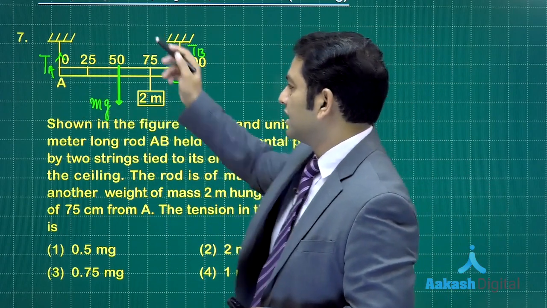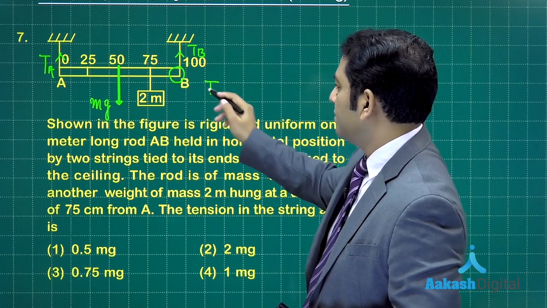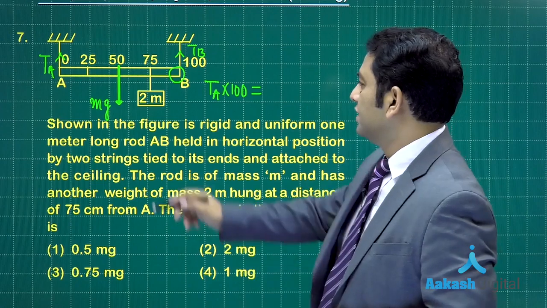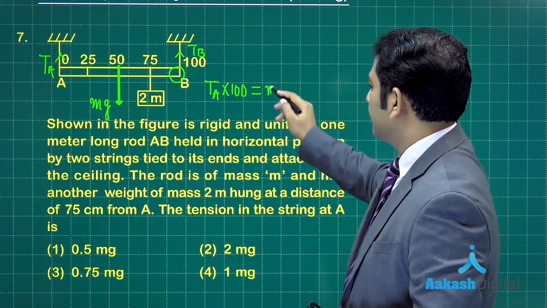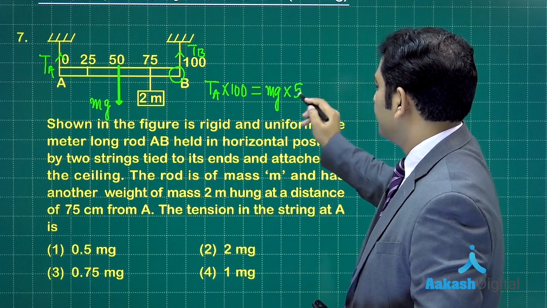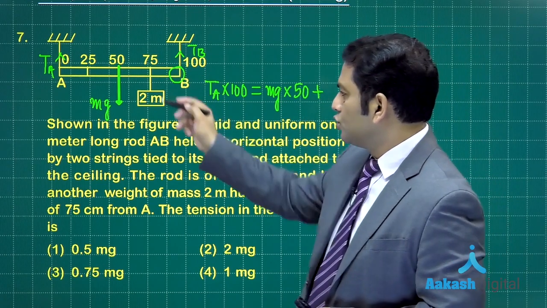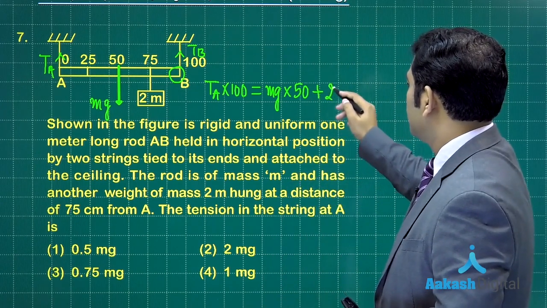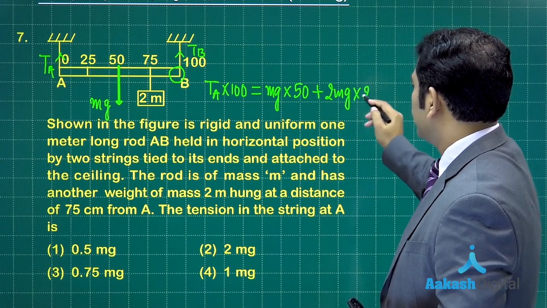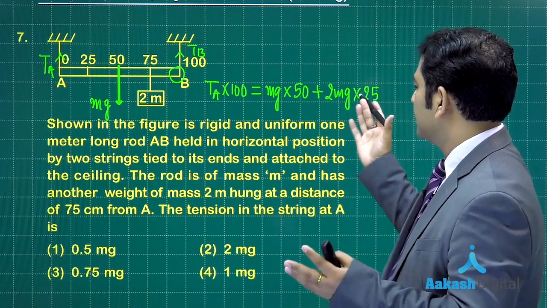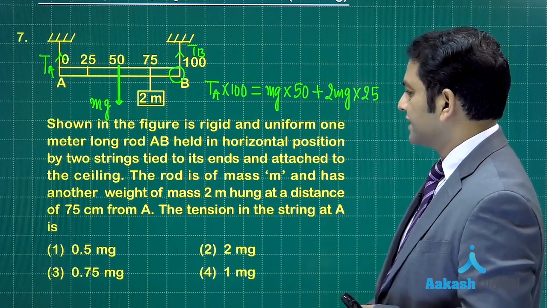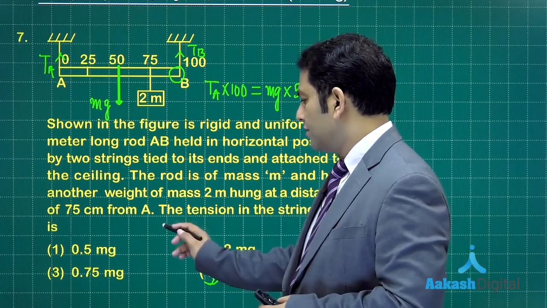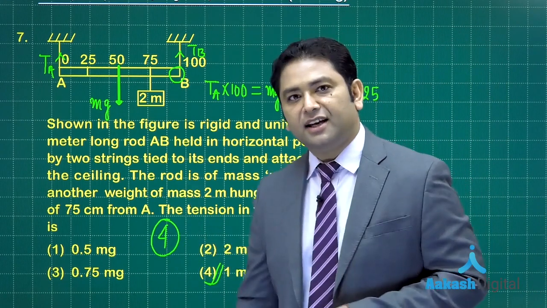Now the clockwise torque is given by tension A. We are doing about B. So that will be TA multiplied by 100 and equals to the torque due to mg, that's going to be mg multiplied by 50, and the torque due to 2mg would also be anti-clockwise. So that's going to be equals to 2mg multiplied by 25. So this is how it goes. The distances are in centimeter, both sides get cancelled. Tension at A would be equals to 1 mg. So option number 4 comes out to be the correct one.